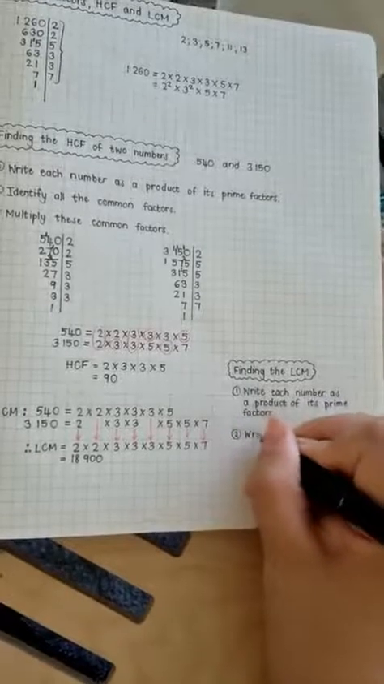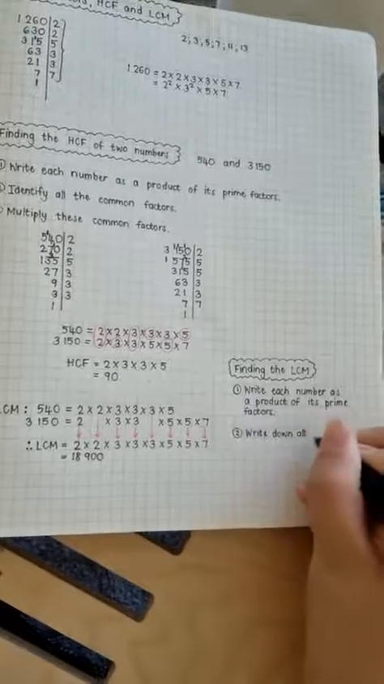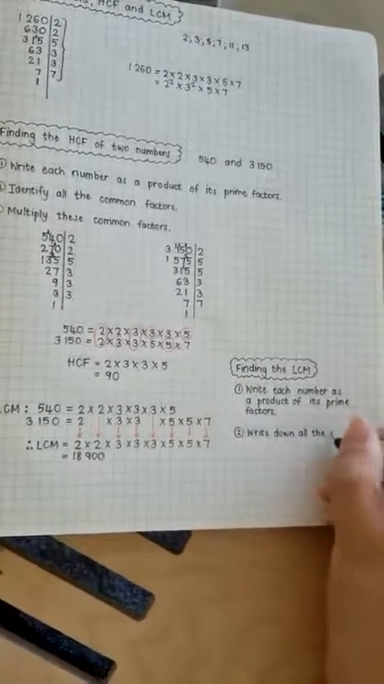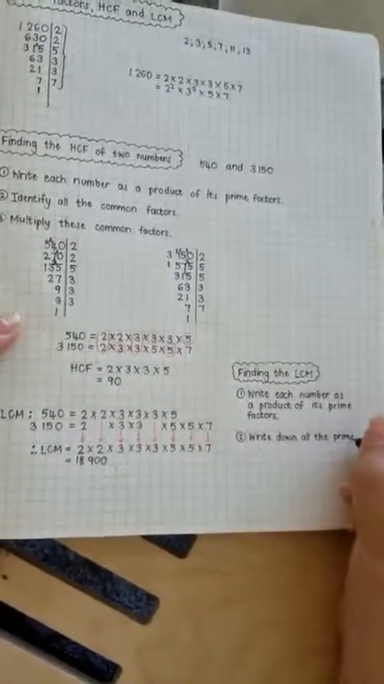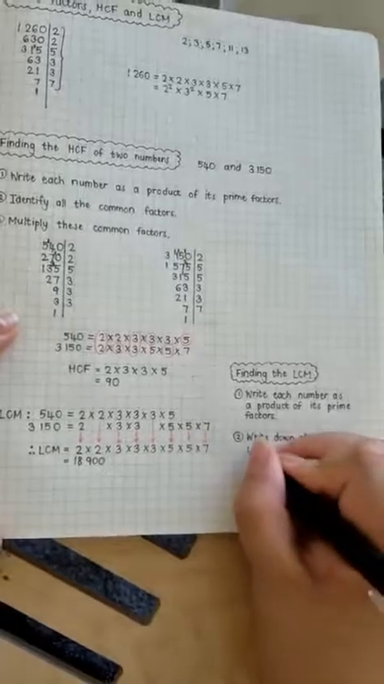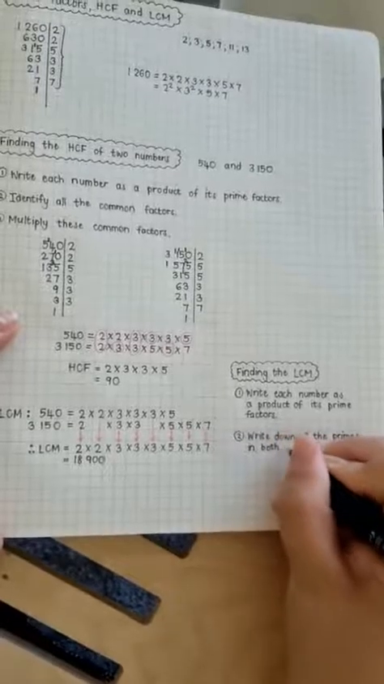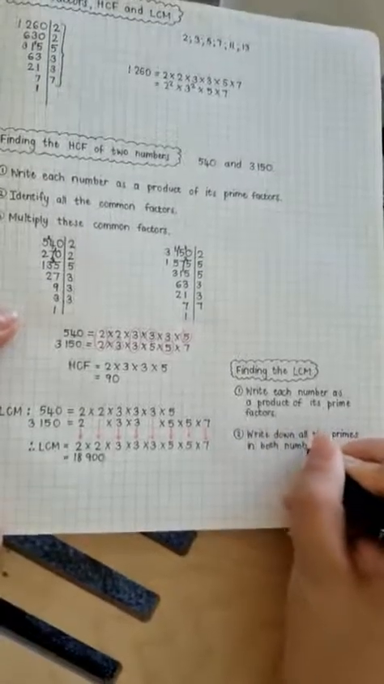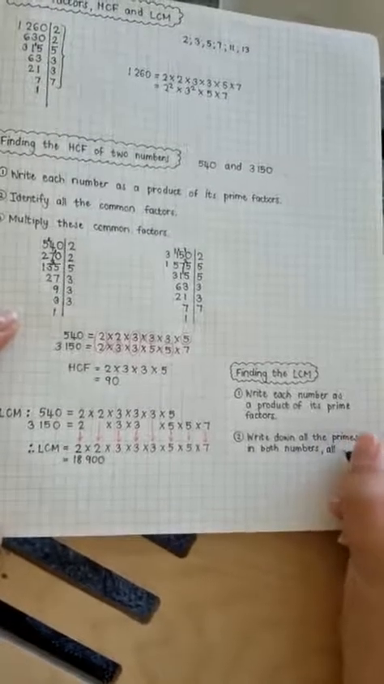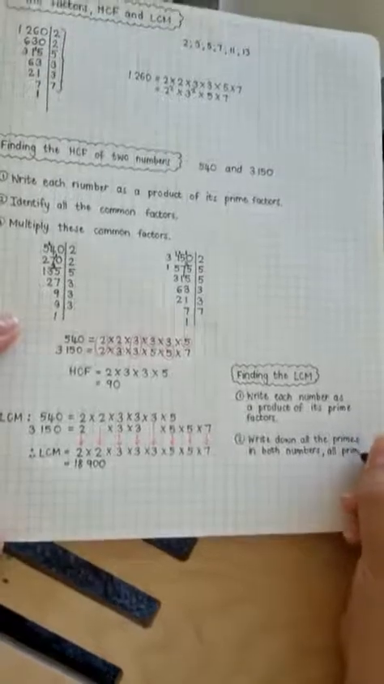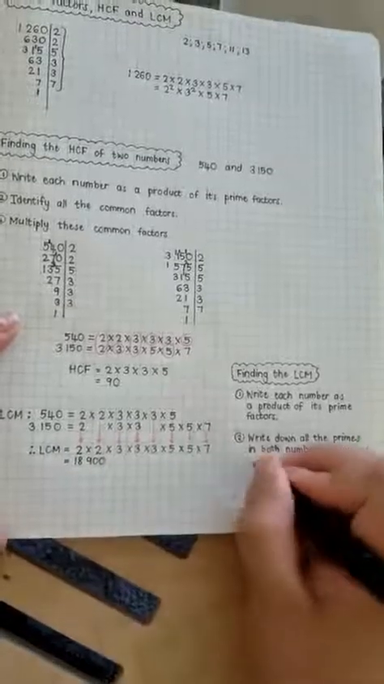Step 2, write down all the primes, so all of these numbers, all of the prime factors, in both numbers, all primes underneath each other. I hope that makes sense. If not, I just mean, you know, you kind of lining them up like this.